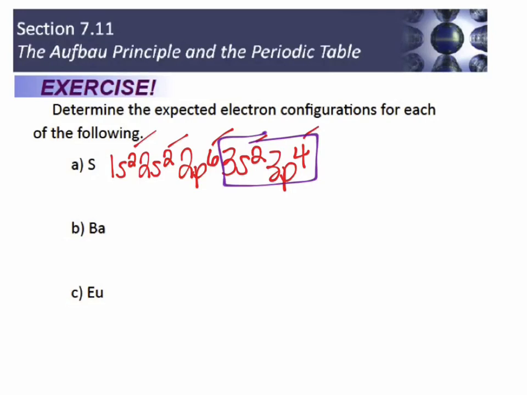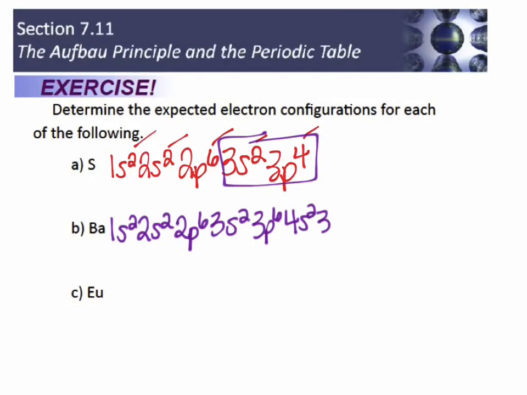All right, so barium is 1s2, 2s2, 2p6, 3s2, 3p6, 4s2, 3d10, 4p6, 5s2, 4d10, 5p6, 6s2.